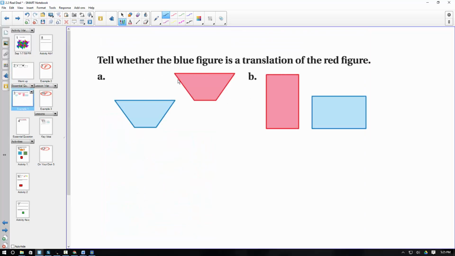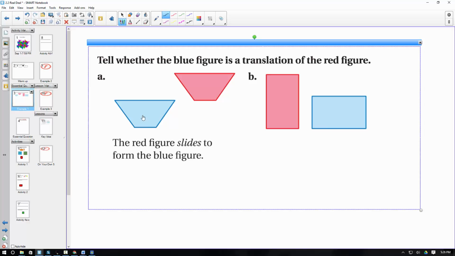Next, we'll go over here and it says tell whether the blue figure is a translation of the red figure. Now if I look here, this blue one, if I translated or shifted it over to the top right, so up and over to the right, a quick shift, that would absolutely be a translation. It's a movement. So that one is. This one, however, if I'm going from the blue to the red, I'm actually rotating it. I'm going to rotate it 90 degrees.